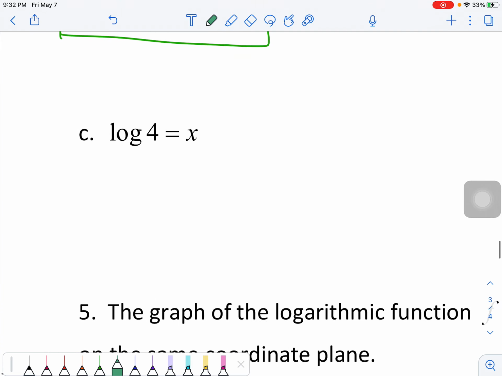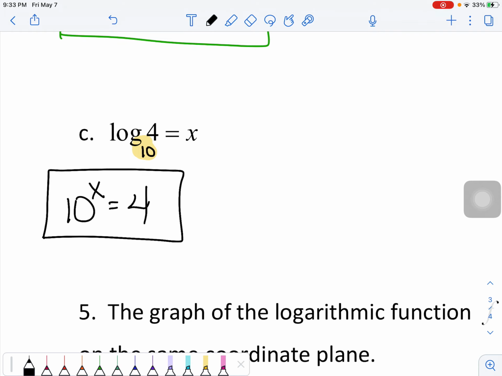All right, part C here, find the base. Houston, we've got a problem. There is no base written here, so we get to make an assumption. Now, we don't get to make up our own base. There is a base that we assume when there isn't one written here, and that is base 10. So this is going to be 10 to the x is equal to 4. That's the rewrite for part C, okay?